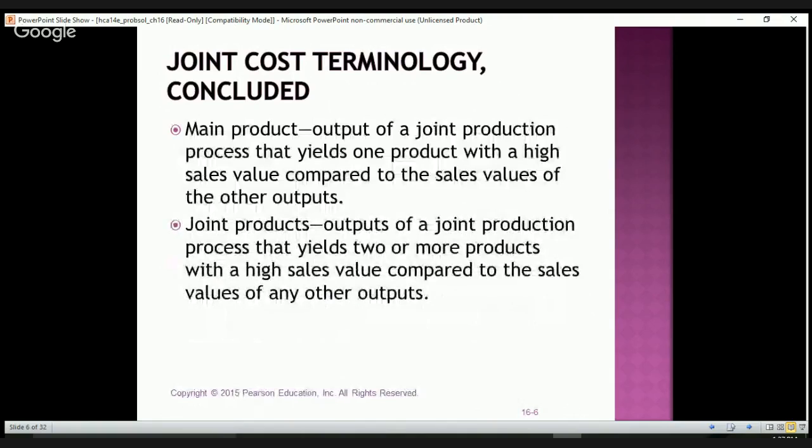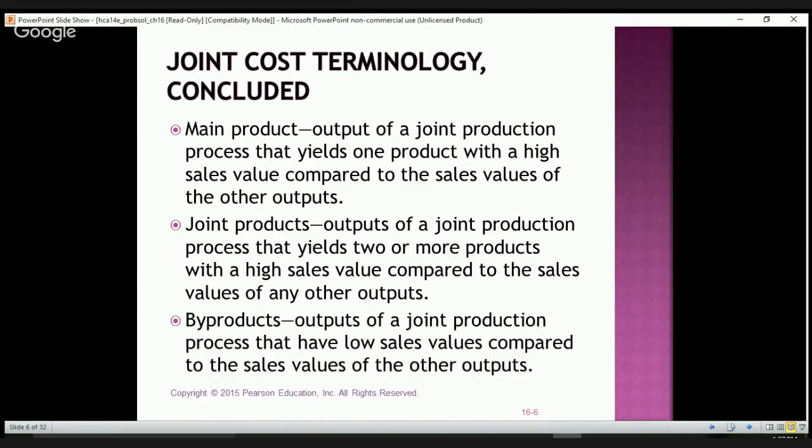We have the main product, which is the output of a joint production process that yields one product with a high sales value compared to the sales value of other outputs. And then we have joint products, which are outputs of a joint production process that yields 2 or more products with high sales value compared to the sales values of other outputs. We also have byproducts. Byproducts are outputs of a joint production process that have low sales values compared to the sales values of other outputs.